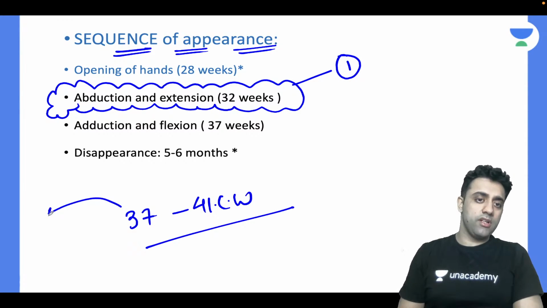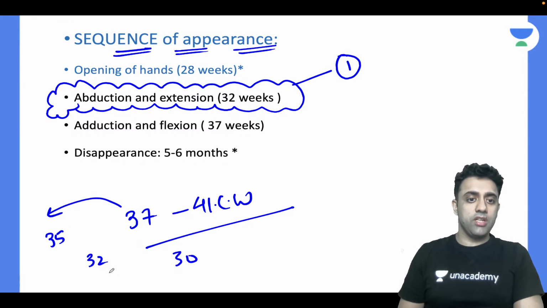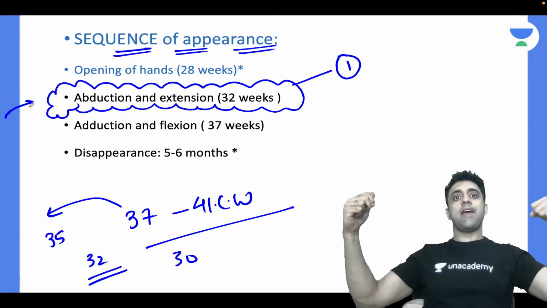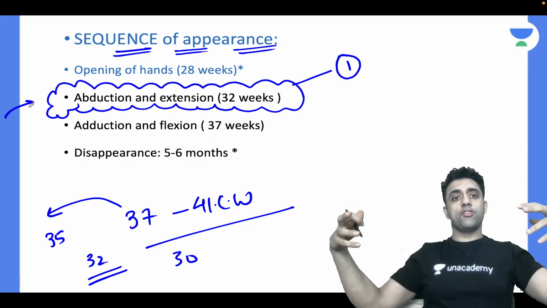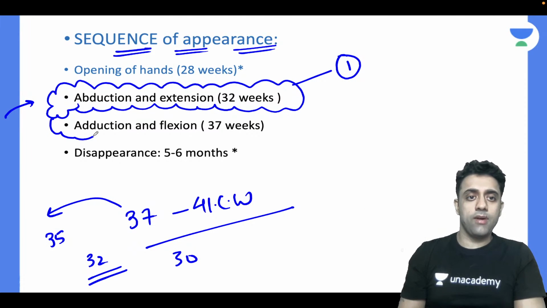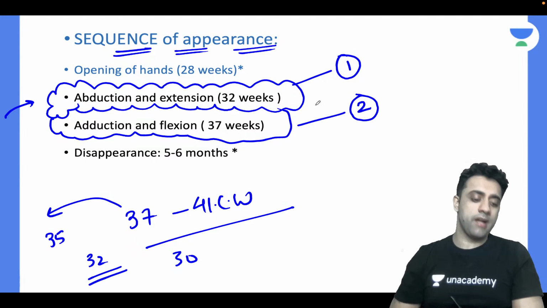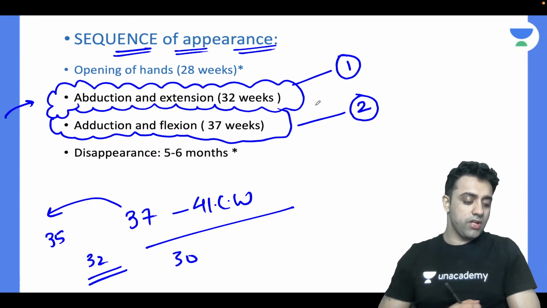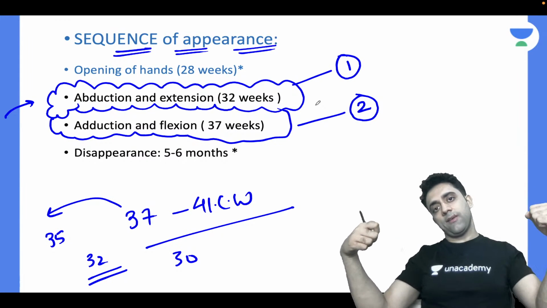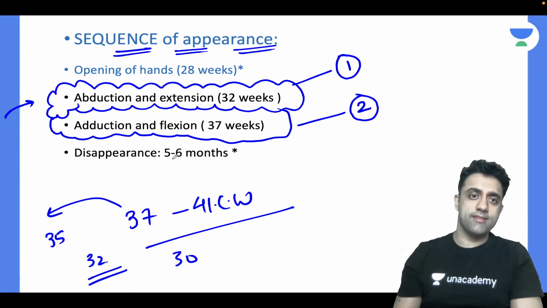If the baby is born a little earlier, at 35, 32, or 30 weeks, a 32-week baby will show you abduction and extension, but will not show you adduction and flexion of the hand. Why? Because that comes by 37 weeks. So abduction and extension comes by 32 weeks. Adduction and flexion comes by 37 weeks.